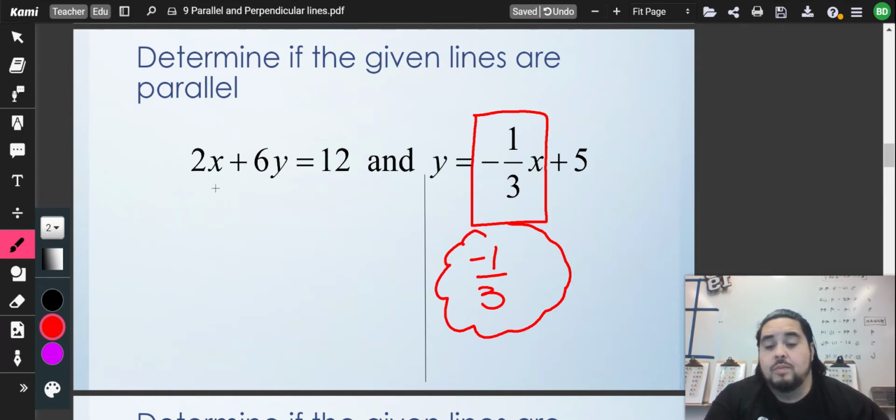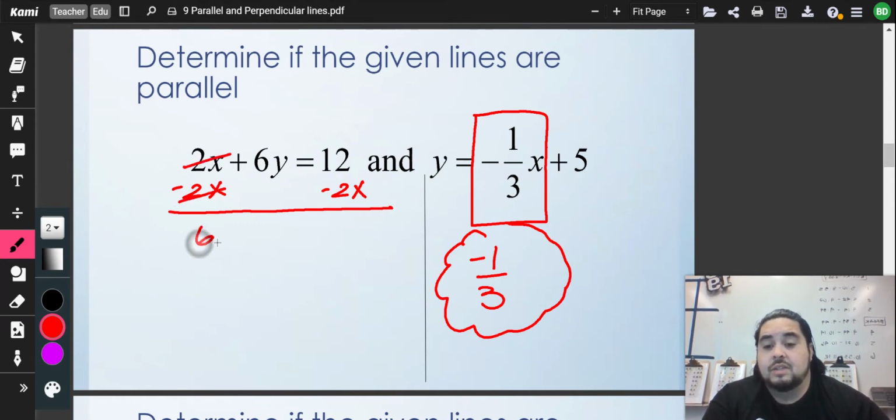To determine the slope, I'm going to convert this into y equals mx plus b using the same process that we used last week. I'm going to subtract 2x from both sides first. The 2x and the negative 2x cancel out on the left, and the 6y comes down. On the right-hand side, negative 2x and 12 are not friends. They cannot combine together. One has an x and one doesn't, so they're not like terms. So I'm going to write my negative 2x first, and then my positive 12 after that.